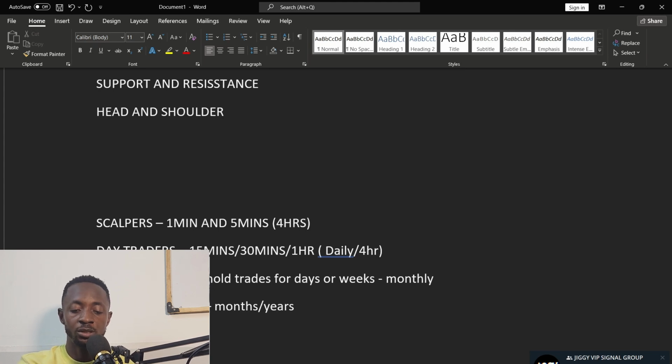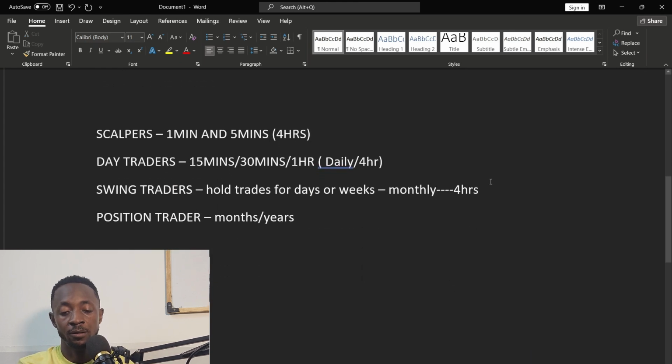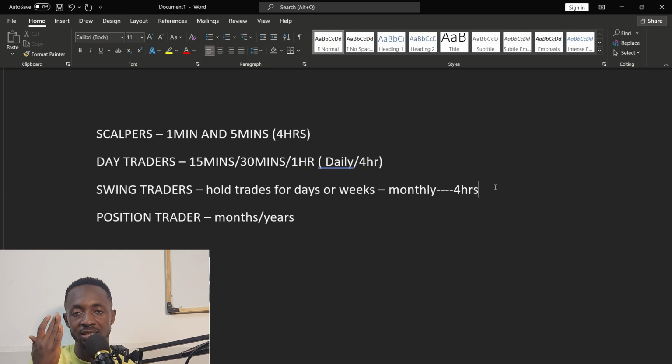So as a swing trader, your entry, definitely you start from monthly. You have to start from monthly and analyze down to 4 hours. Then your entry will be 4 hours, right? Not like the rest that use small time frames. And one of the advantages of being a swing trader, I'm advocating for swing trading because I've tested everything and I've seen that swing trading is the most rewarding, is the most effective.